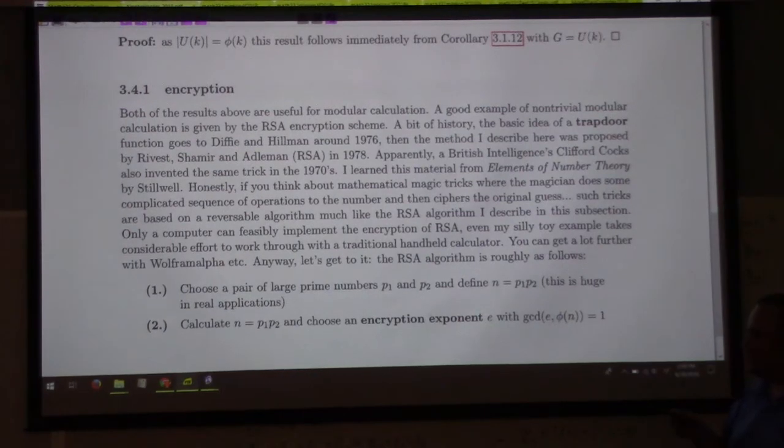So let's go through it. Part 1, you choose a pair of large prime numbers p1 and p2, and you define n as p1 times p2. This is typically huge. You calculate the product of the primes, and you choose an encryption exponent e such that the greatest common divisor of e with the Euler phi function of n is 1. All right?